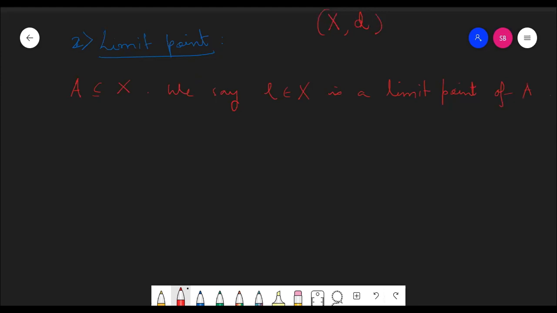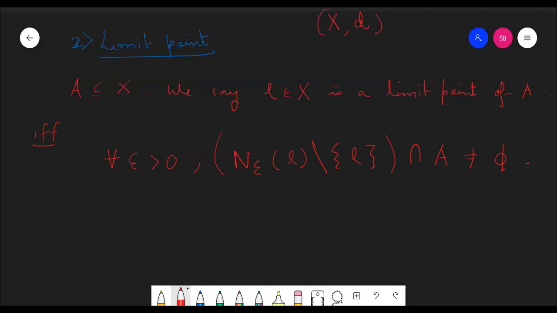So we say L, which is an element of X, is a limit point of A if for all epsilon greater than 0, the epsilon neighborhood around L minus {L}, intersected with A, is not equal to the empty set. This might look a bit complicated, so let me make things easier.